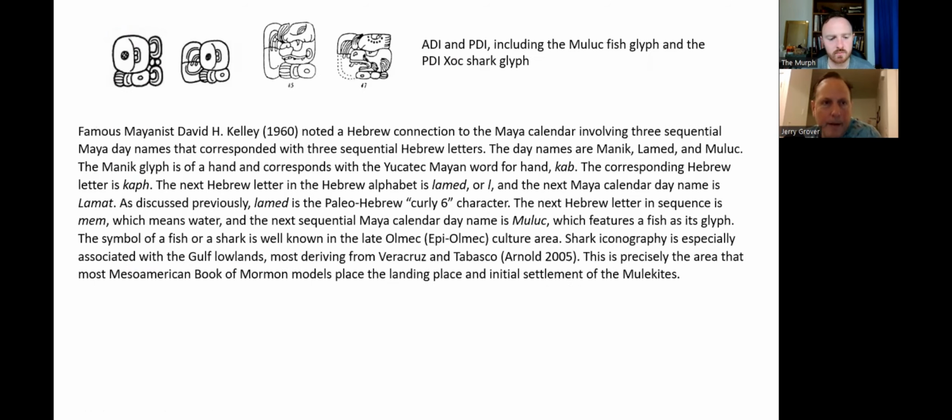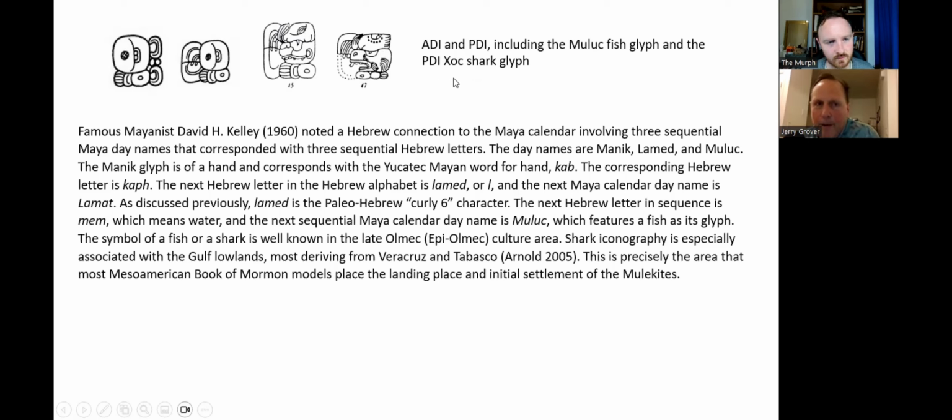Right. And here they are. So you have this little fish here, and these are sharks. These are the glyphs we talked about last time, the came to pass glyphs, the ADI, PDI with those little things on it. So they actually have a fish on them.